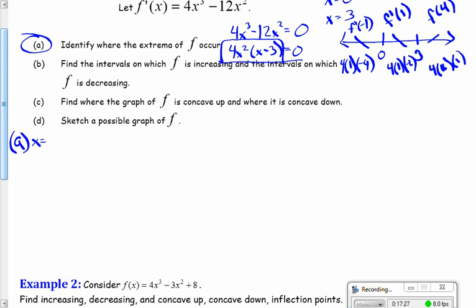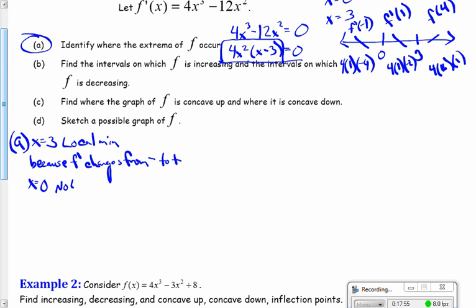So at x equals 3, we have a local what? Min. Why? Because f prime changes from negative to positive. That's the defense they're looking for on the exam. Okay? At x equals 0, there is no extreme. Why? The sign didn't change. F prime did not change sign.